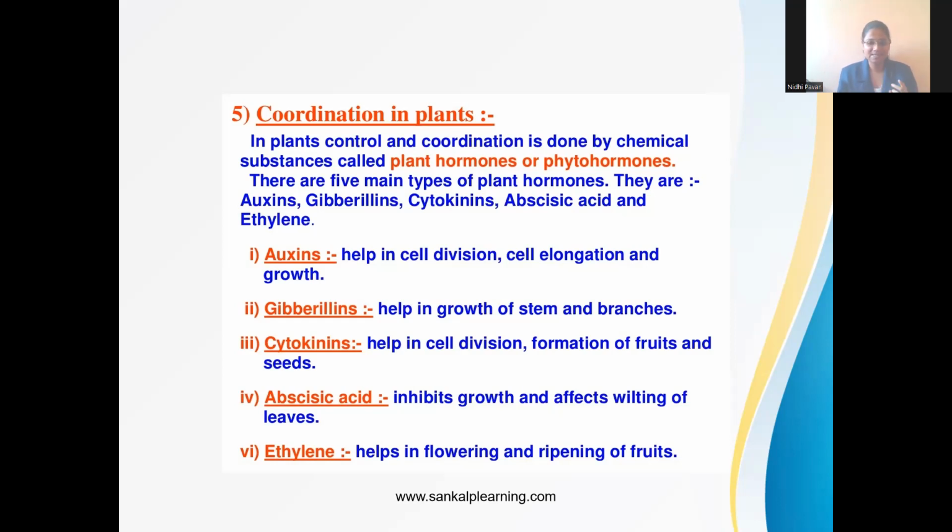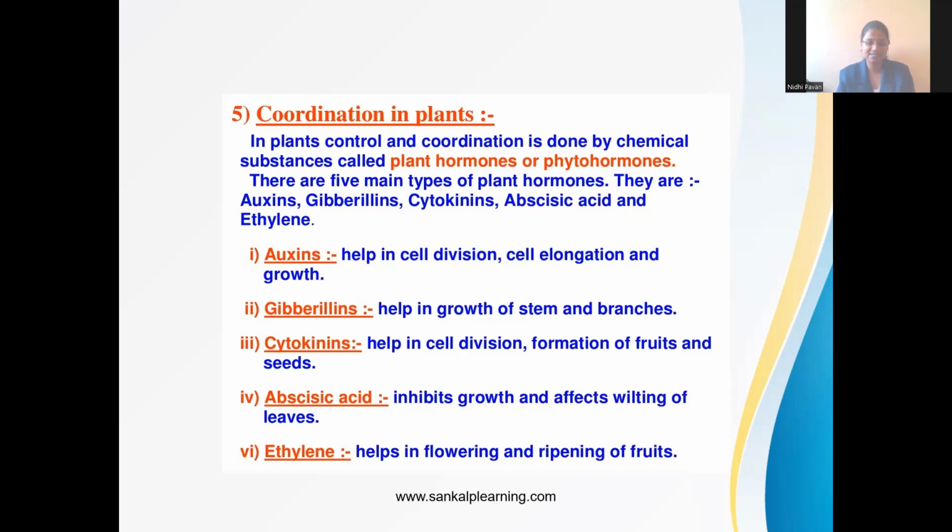Cytokinins help in cell division and formation of fruits and seeds. It also helps in the formation of the fruits: at what time the fruit has to be formed, whether the fruit is sweet or not, and at what time the fruit will get ripened. All this will be decided by the secretion of cytokinin.